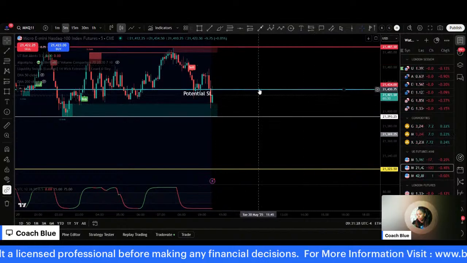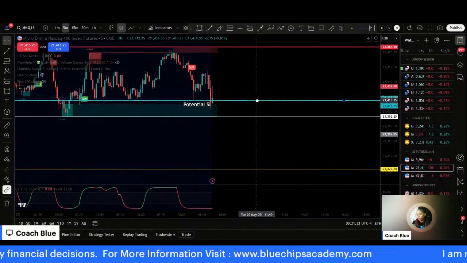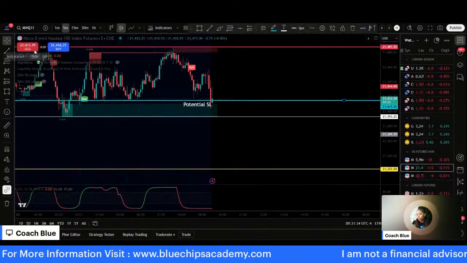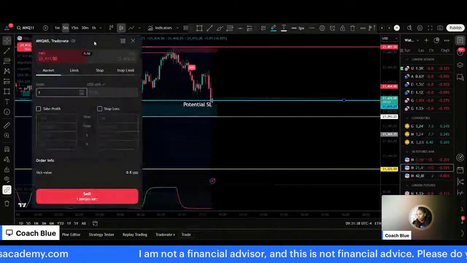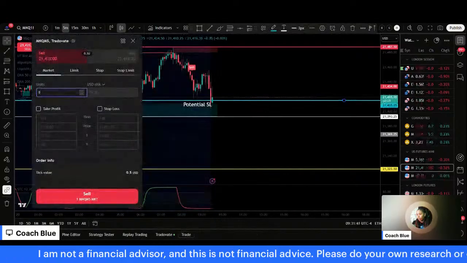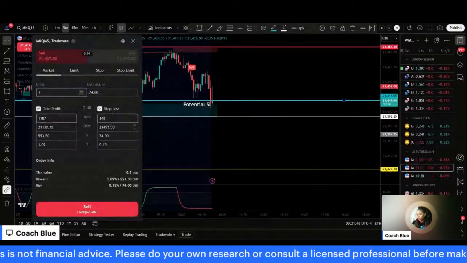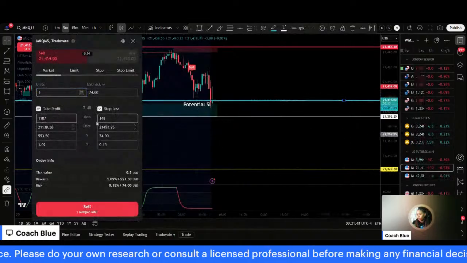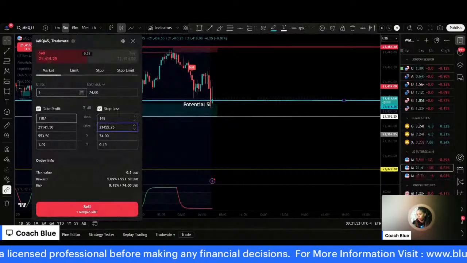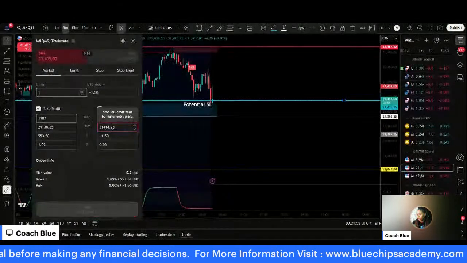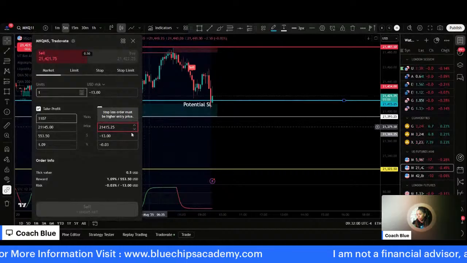All right, so let's see if we get a sell opportunity. Let me move this down a little bit. I put it about right here. If we get a sell opportunity, how many contracts are we looking at? So my potential stop loss, guys, is 21,415.25 as of right now. That's my potential stop loss. 415.25 will be my stop.